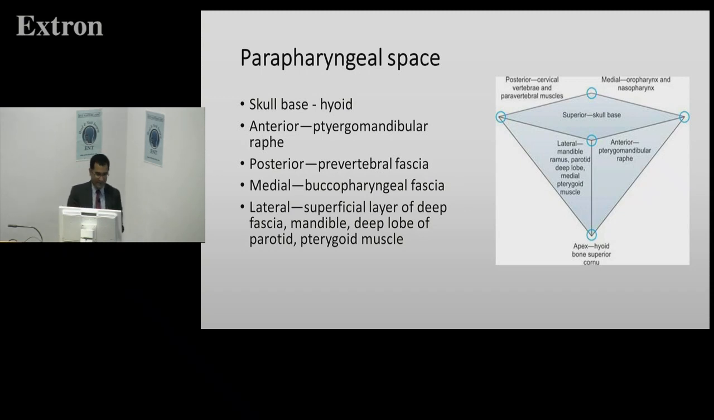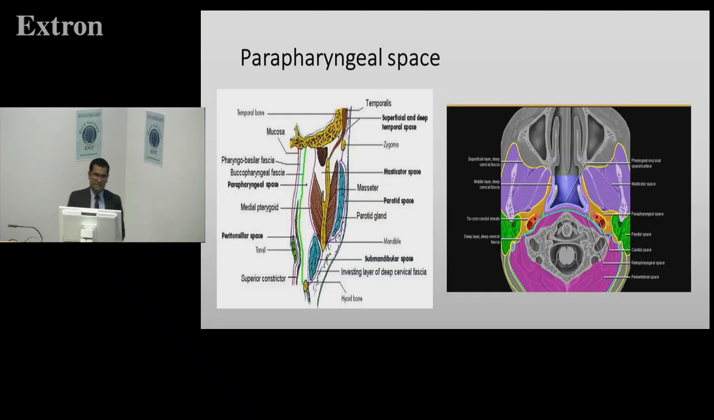Now, the parapharyngeal abscess is a space. It's described as an inverted pyramid, where the superior aspect is the skull base, and the lower extent is the apex of the hyoid. So when you're looking up, you've got the skull base, posteriorly you've got prevertebral fascia. Medially, you've got the buccopharyngeal fascia, or the pharynx. Laterally, you have the pterygoid muscle, followed by the mandible, and then the deep lobe of the parotid. Yeah. And anteriorly, you've got the pterygomandibular ligament. Yeah. So that's the space you're looking at, and it's quite a long space.